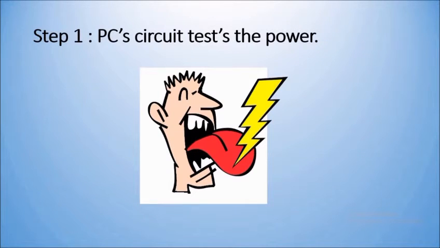Step 1. The PC's circuit tests the power. So at first it tests the power. It means it checks for the voltage and the current. If it's good, then it proceeds to step 2.